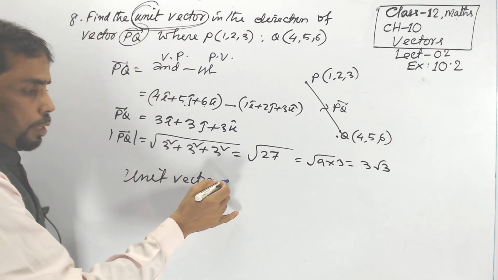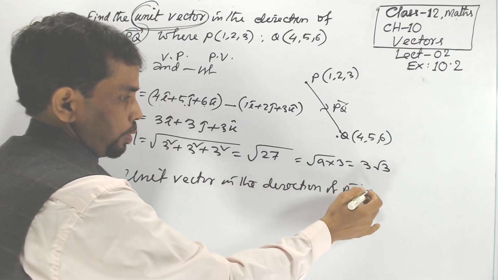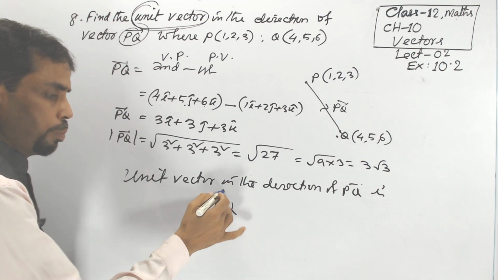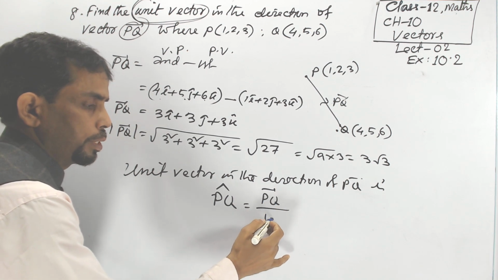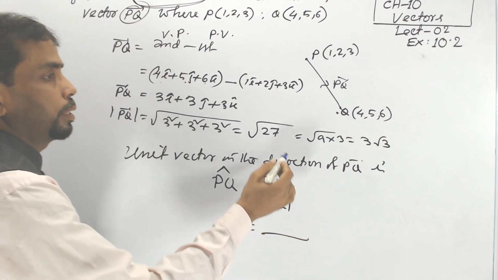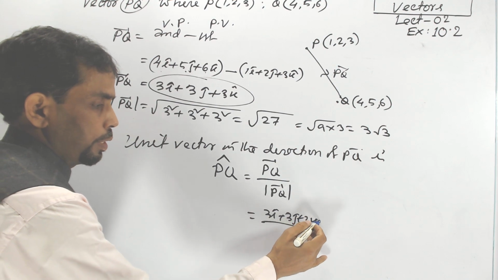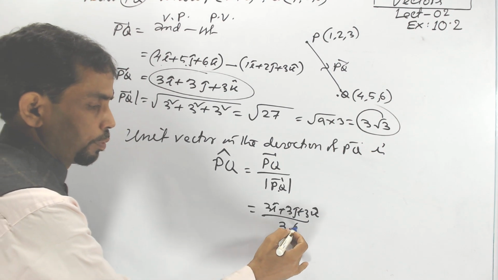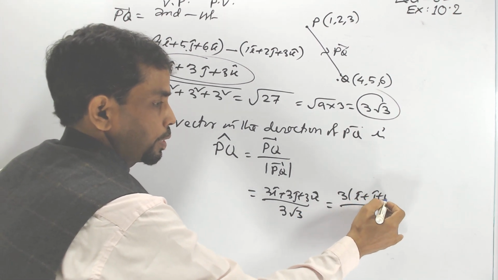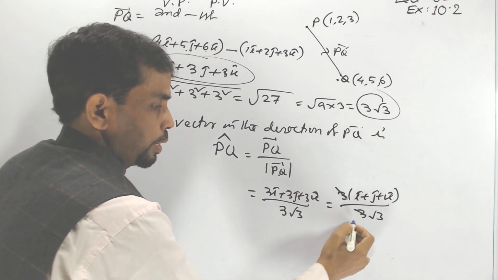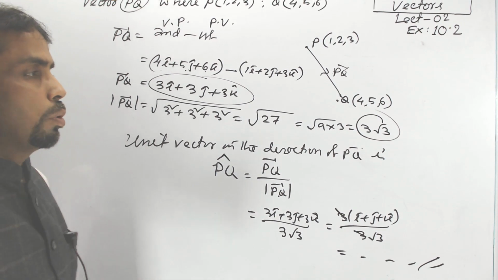So the unit vector in the direction of PQ will be given by PQ. We can represent it like this, PQ cap. Unit vector usually we write like this, PQ cap. It will be vector PQ divided by its magnitude. So the PQ vector we have got here. It is 3i plus 3j plus 3k divided by magnitude 3 root 3. And then it can be simplified more. I can take 3 common, it will be (i plus j plus k) cap by 3 root 3. 3 is getting cancelled, and whatever is remaining is the required unit vector in the direction of P to Q.